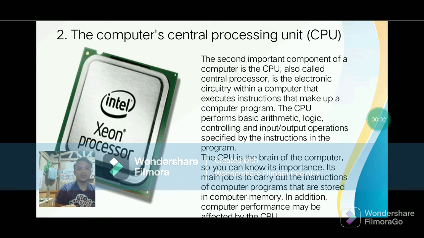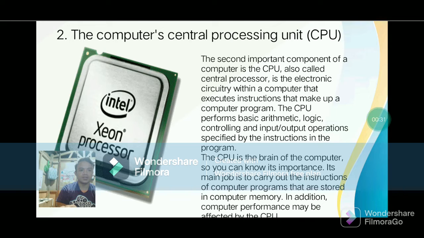Second, the computer central processing unit or CPU. The second important component of a computer is the CPU, also called the central processor. It's the electronic circuitry within a computer that executes instructions that make up the computer program. The CPU performs basic arithmetic, logic, controlling, and input-output operation specified by the instructions in the program.